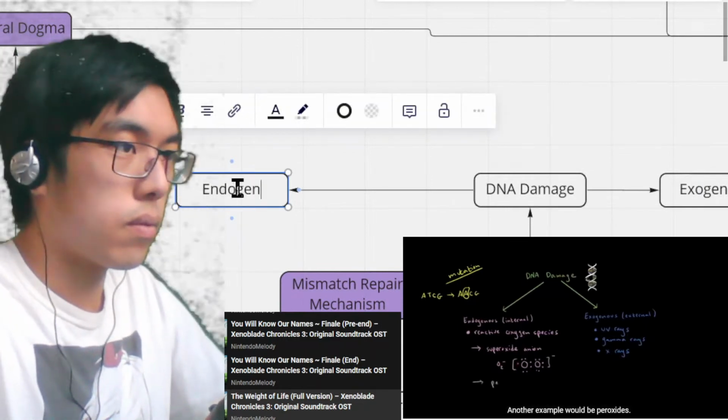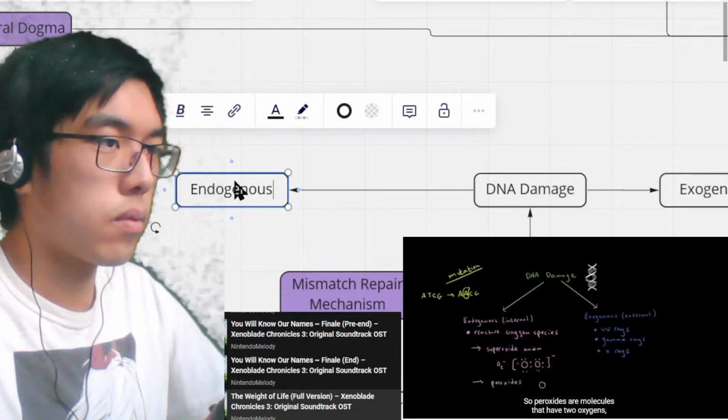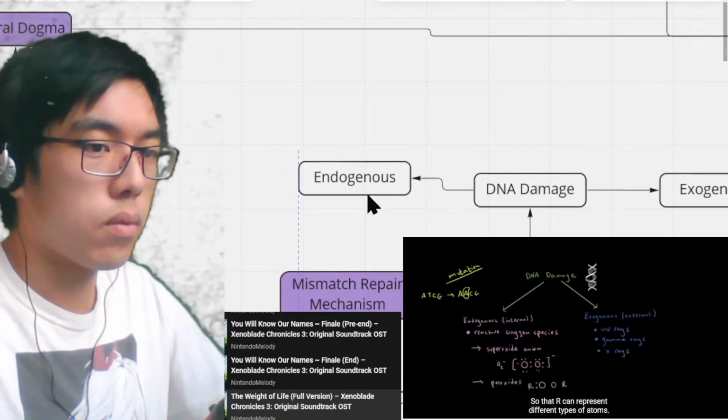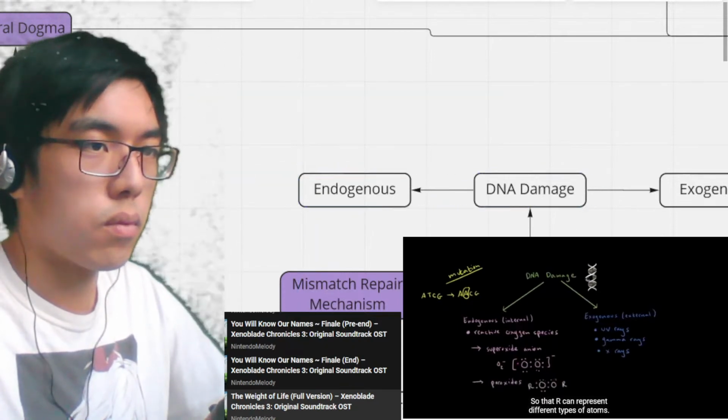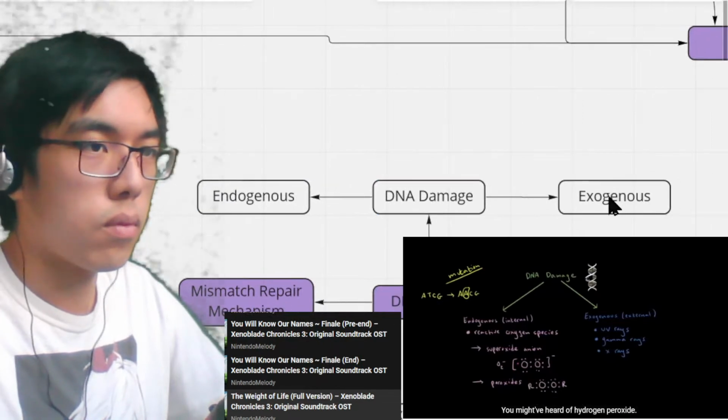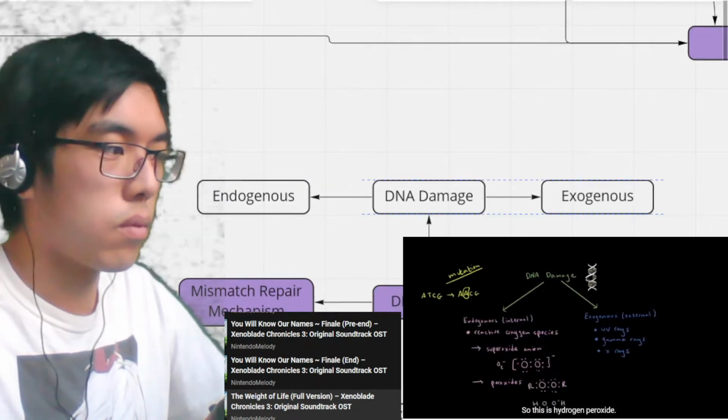Another example would be peroxides. So peroxides are molecules that have two oxygens, and on either end there's another atom. So that R can represent the different types of atoms. So this is the general way that a peroxide looks. You might have heard of hydrogen peroxide. So this is hydrogen peroxide.